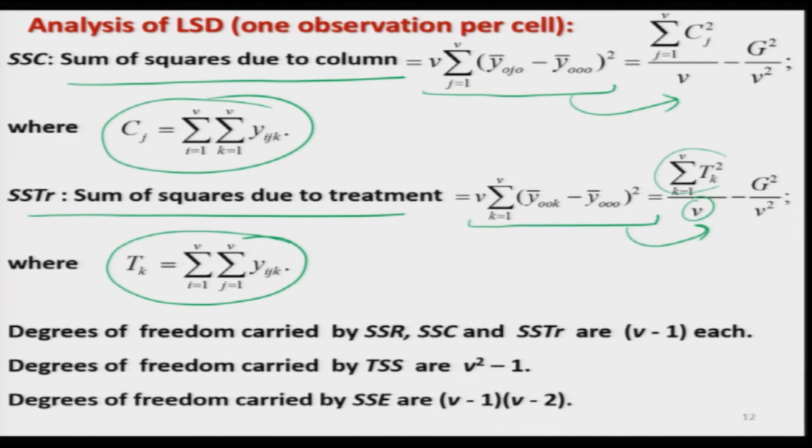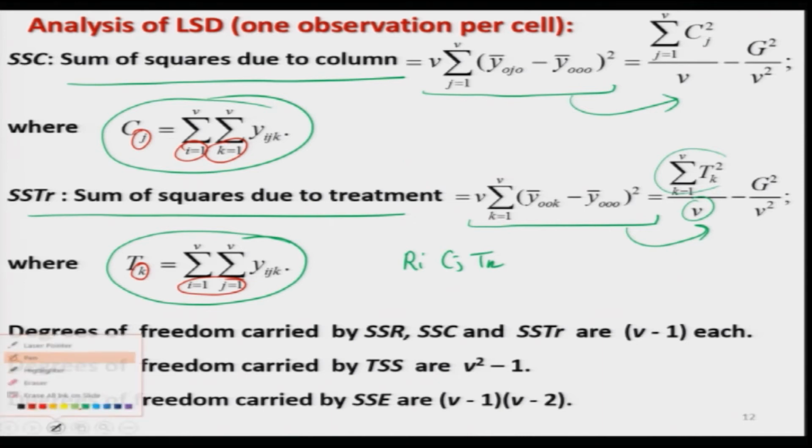Right. If you try to see the expressions for R_i, C_j and T_k, they are very similar. For C_j the free subscript is j, and for T_k it is k. The remaining two subscripts come over in the summation, i and j. If you observe the way these things are obtained, it is not very difficult to obtain these expressions directly. That depends on your practice and how you observe this phenomenon.